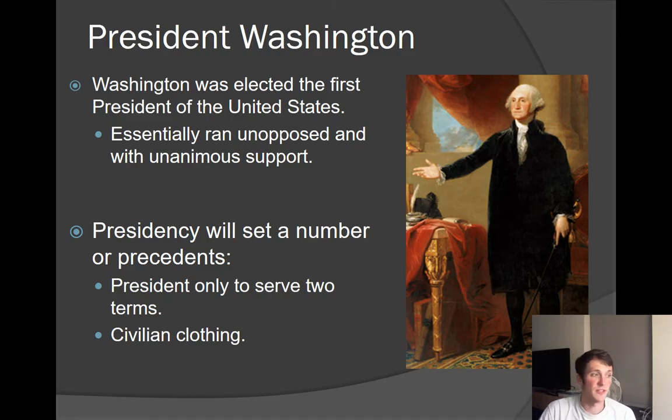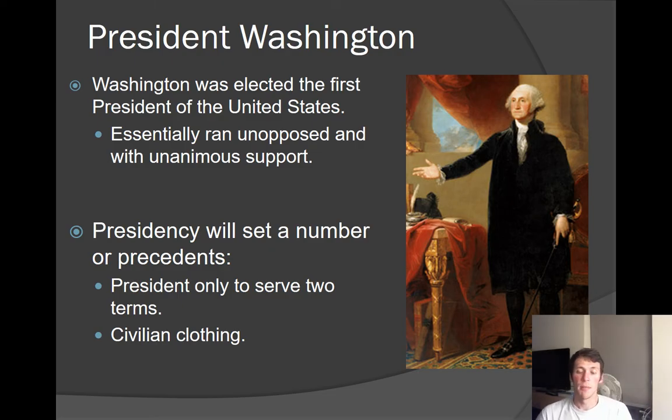So the first president is, of course, George Washington. He's chosen as the first president essentially running unopposed. It's more or less unanimous support, and the electors basically choose him as the first president. There's no official national election. You have the Electoral College decide the first one for Washington, and that's not something you really need to know for the class. It's just an interesting tidbit.